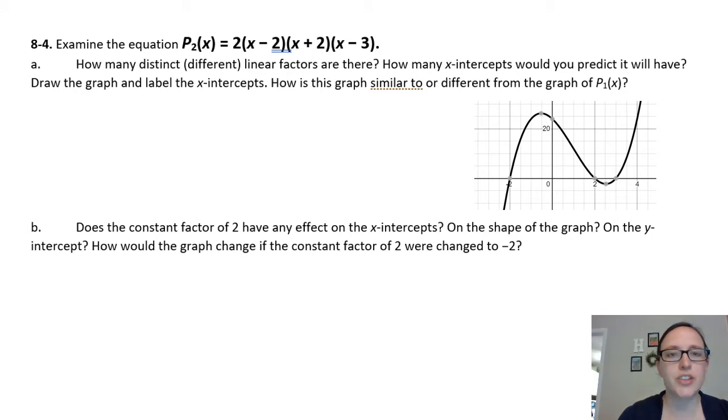Okay, our second equation has 3 different factors, which means we have 3 different x-intercepts. None of them have an exponent of 2, so none of them are going to just bounce. So how many distinct factors? We already answered that. 3 different factors.